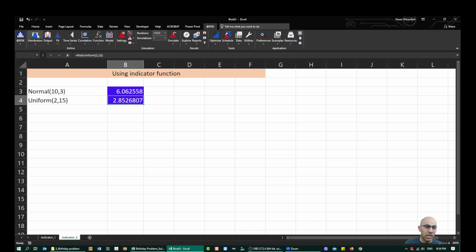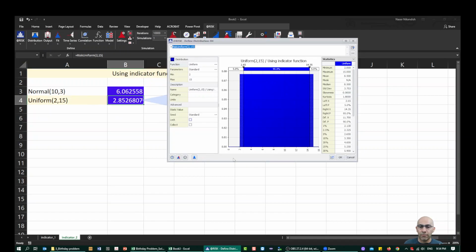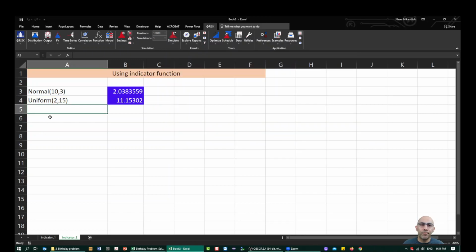If you want to see the shape of this one, uniform of 2 and 15 is going to be, well, uniform between 2 and 15 right there. I want to know what is the probability that normal of 10 and 3 is bigger than or equal to uniform of 2 and 15. All right, that's what I'm looking for.